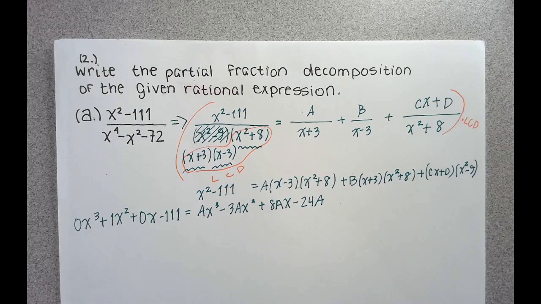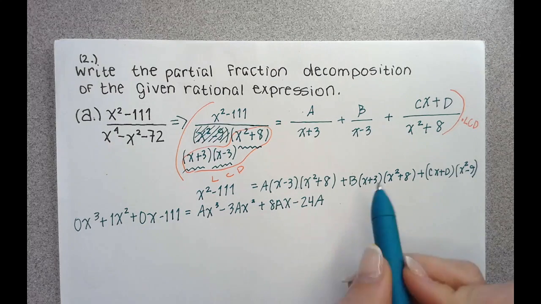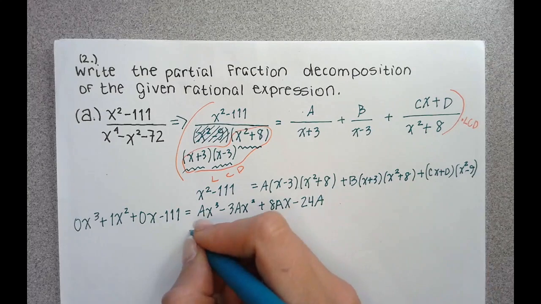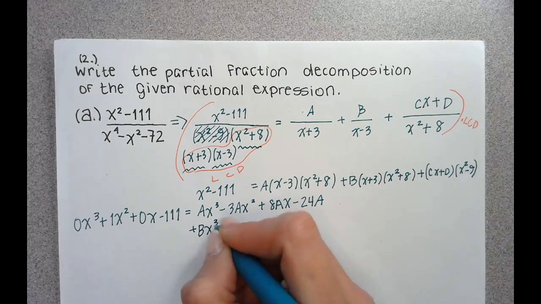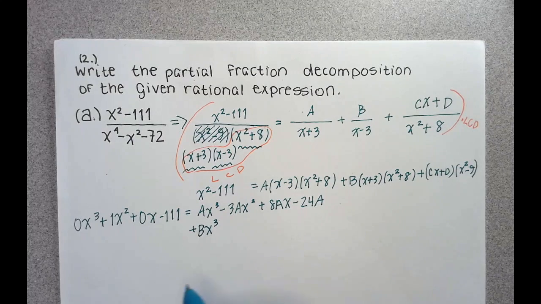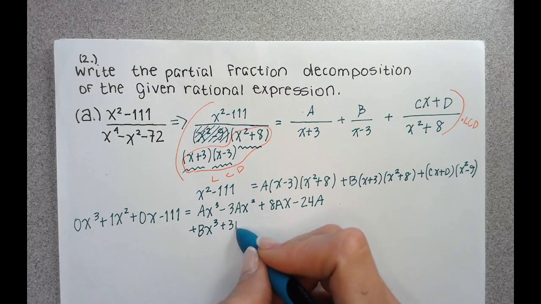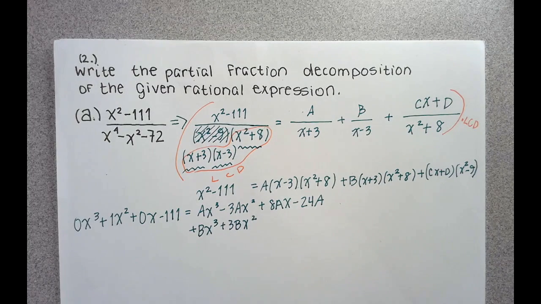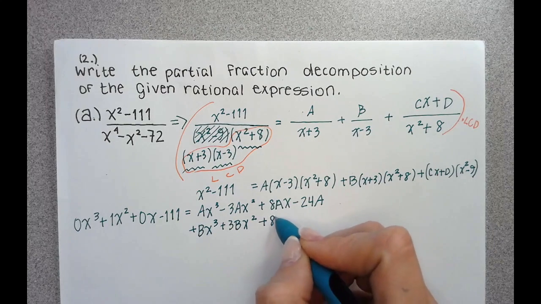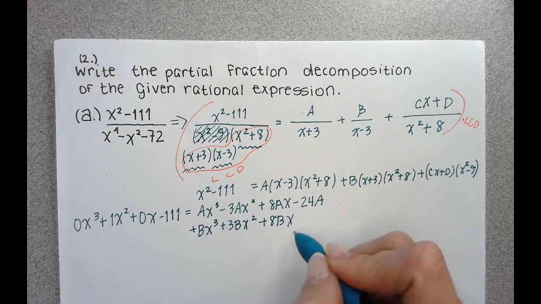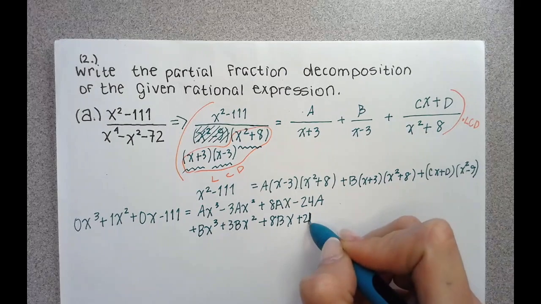If I expand this, I'm going to get very similar terms, but I have a plus 3 instead of a minus 3, so a little bit's going to change. So I'm going to get bx to the third plus bx to the third. Inner plus 3bx squared plus 3bx squared. Then my outer is plus 8bx plus 24b.